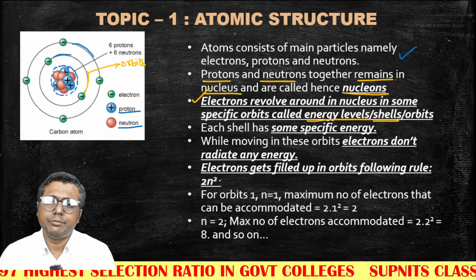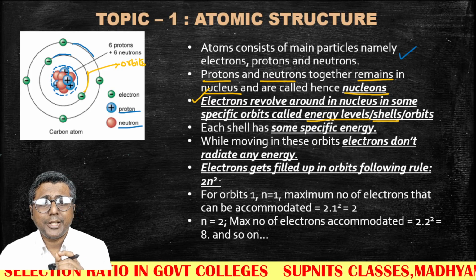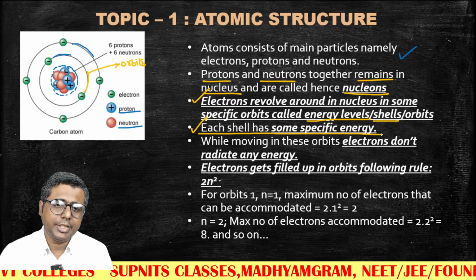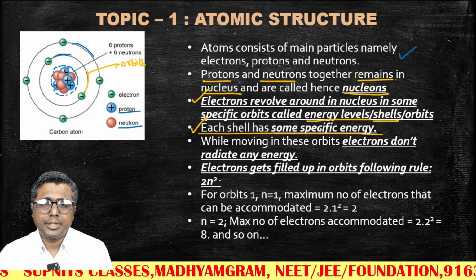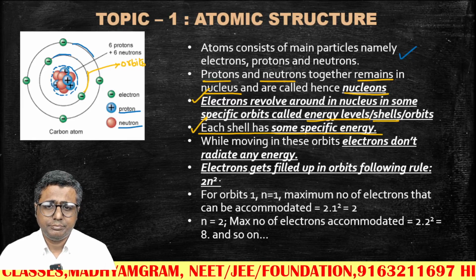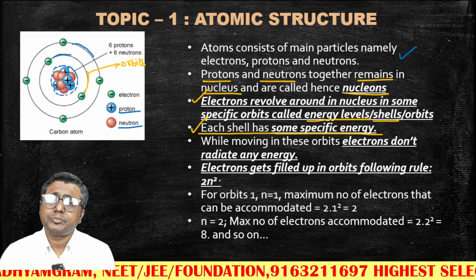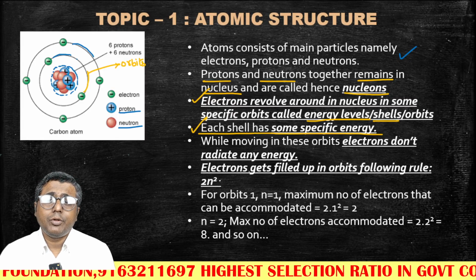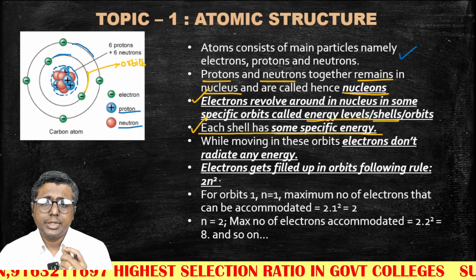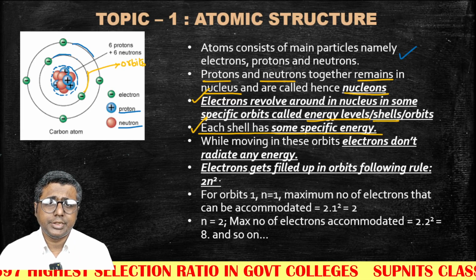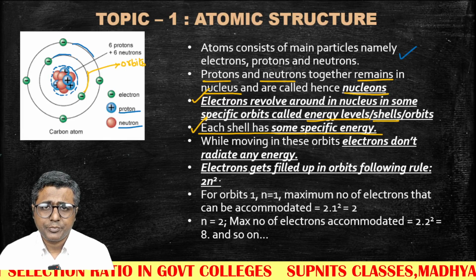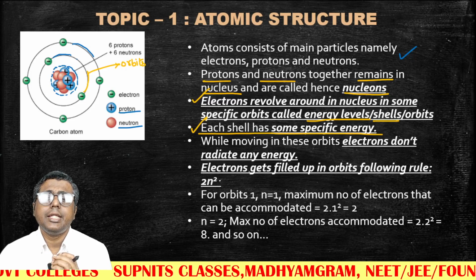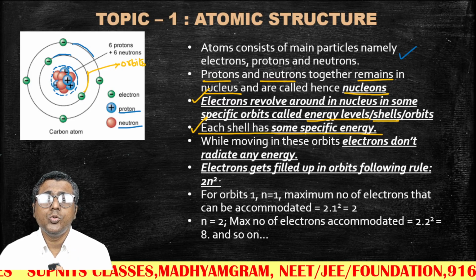Why are these called energy levels? Because each shell has a specific amount of energy. These points are very important, please write them down. While moving in these orbits, electrons do not radiate any energy. What does this mean? It means that while the electrons are going through an orbit, each orbit represents a specific amount of energy, and that is the energy of the electron. These electrons, while moving around the nucleus, don't lose any energy.